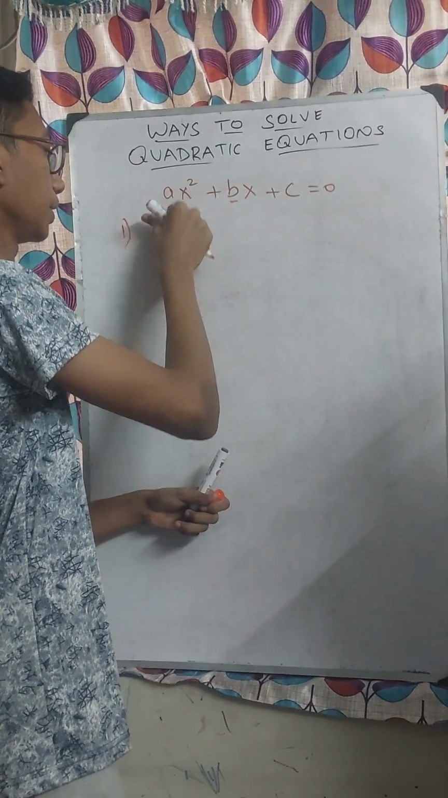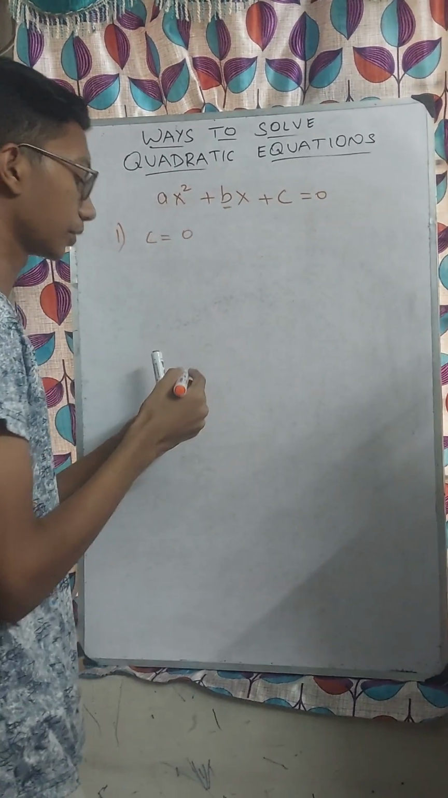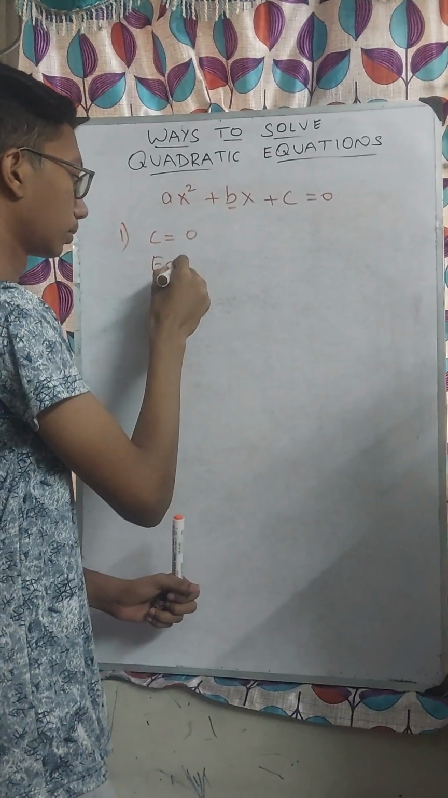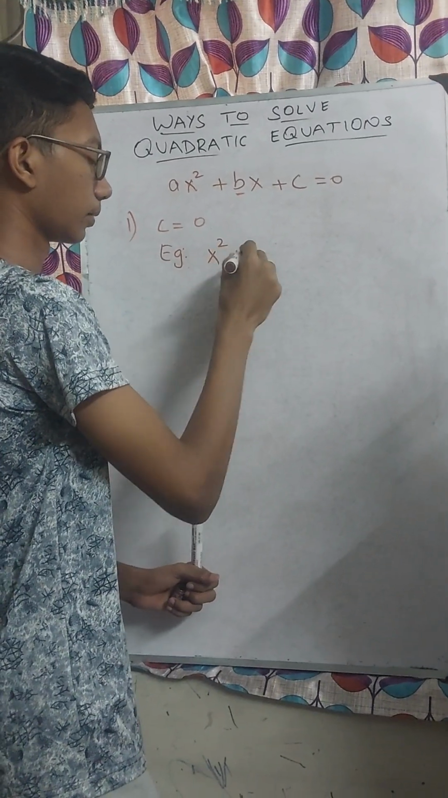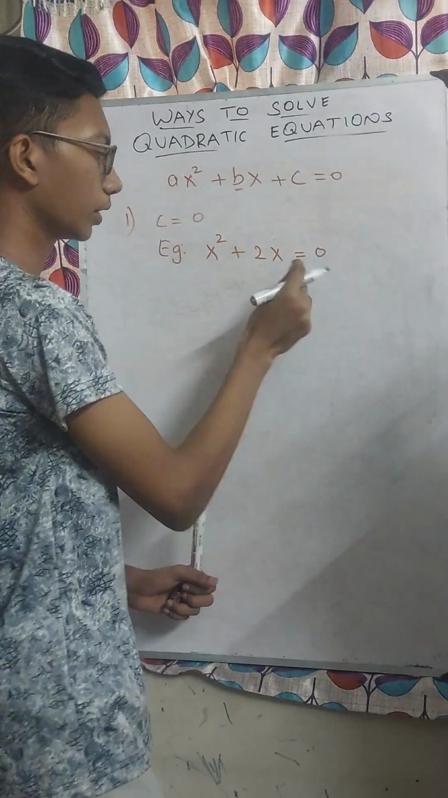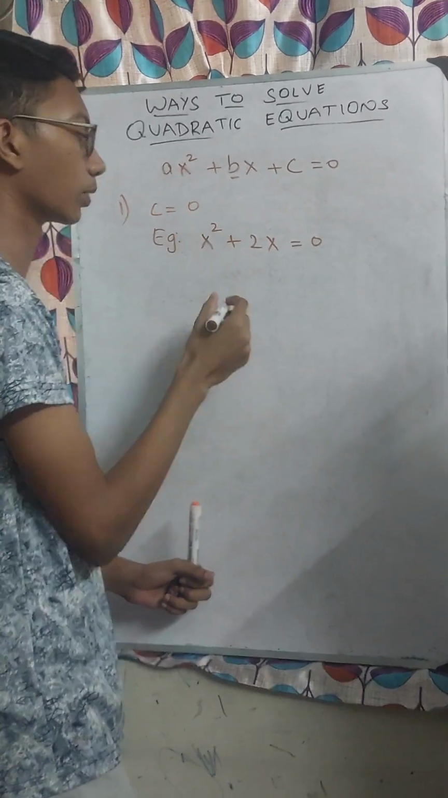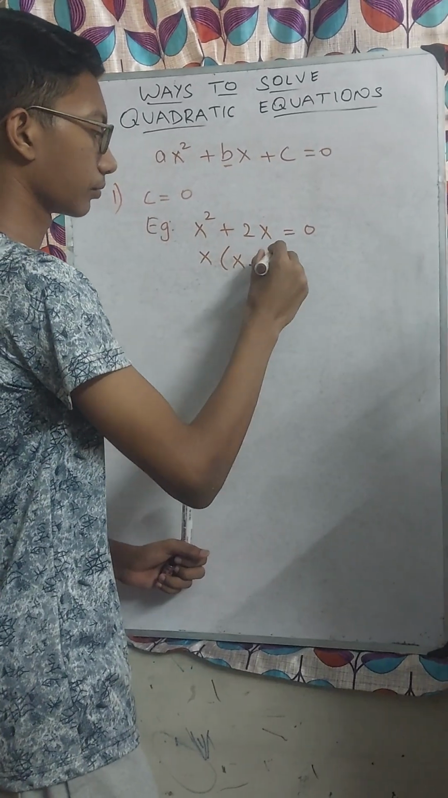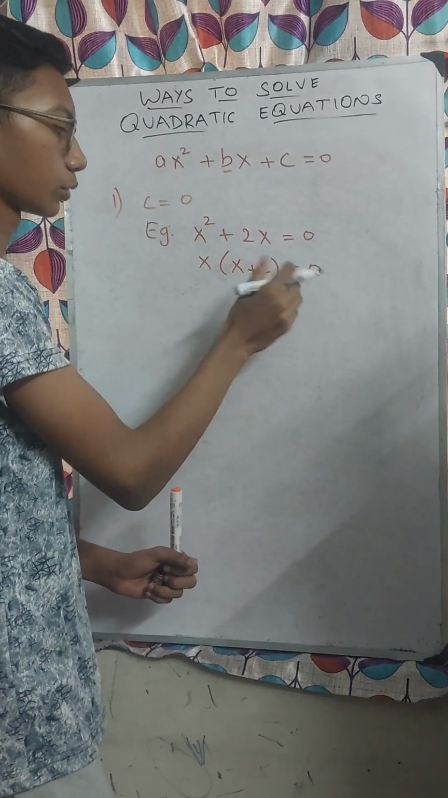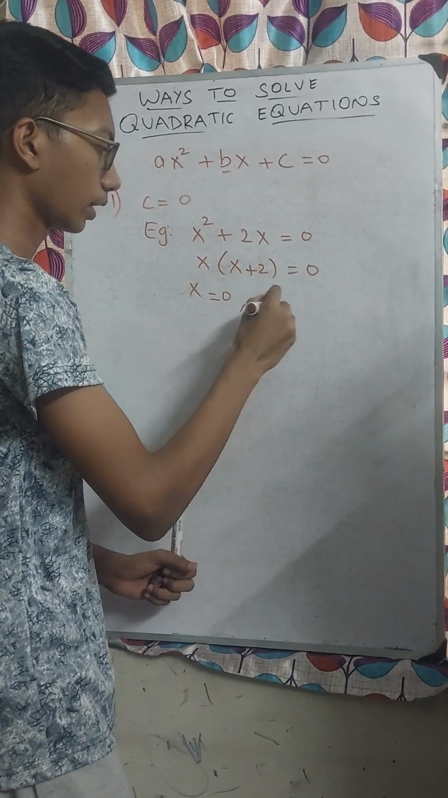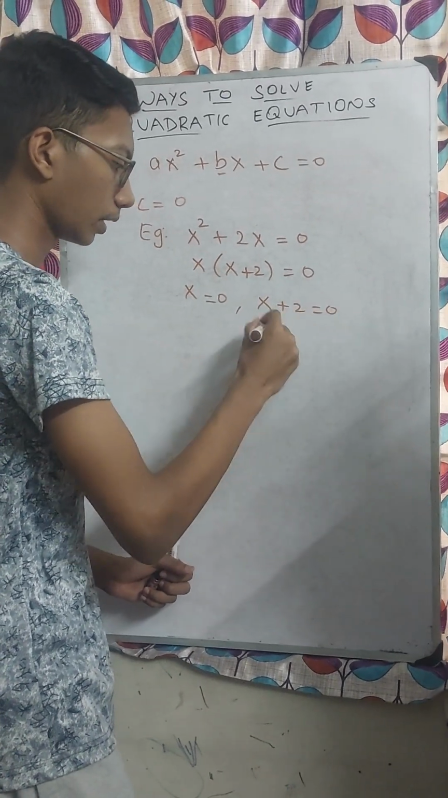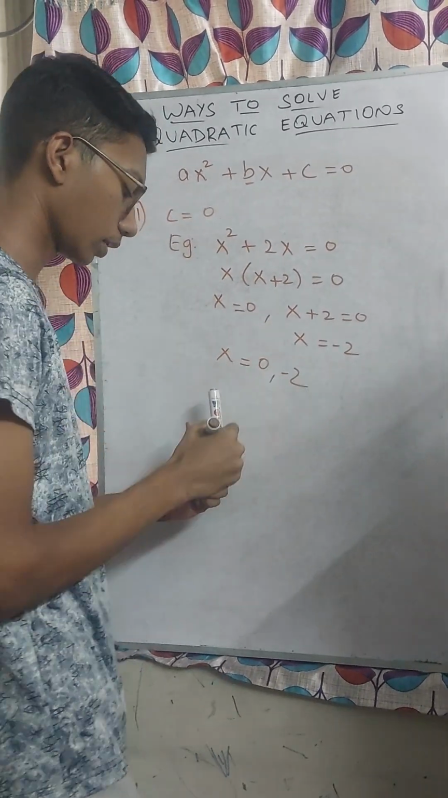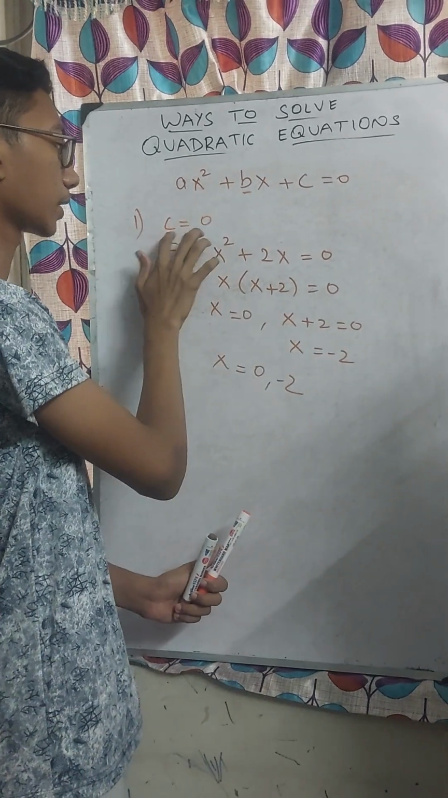Now instead of b equals 0, let's say we have c equals 0. That is, the constant term becomes 0. Let's get an example. Let's say x square plus 2x equals 0. Here the constant term is 0, that is, c is equal to 0. So the way of solving this is by factoring x. So we get x times x plus 2 equals 0. Solving these two separately, we get x equals 0 and x plus 2 equals 0, so x equals minus 2. So the solutions of x are 0 and minus 2. This is the way of solving a quadratic equation that has the constant term as 0.